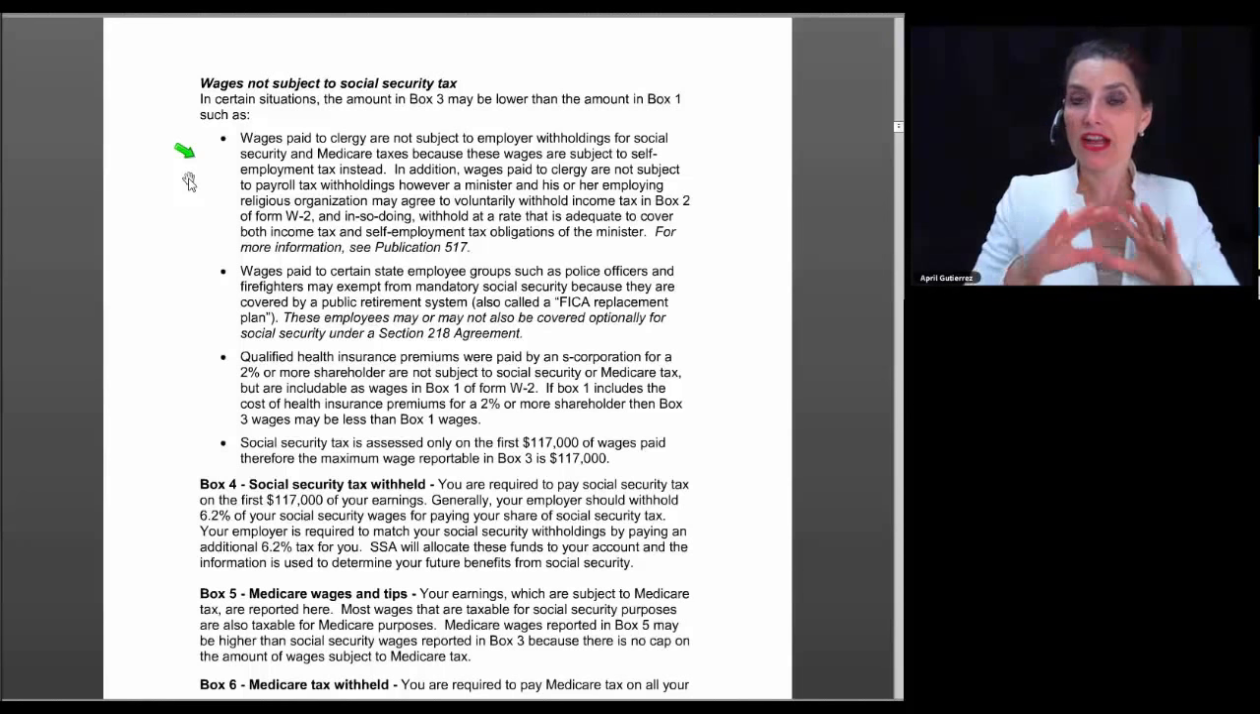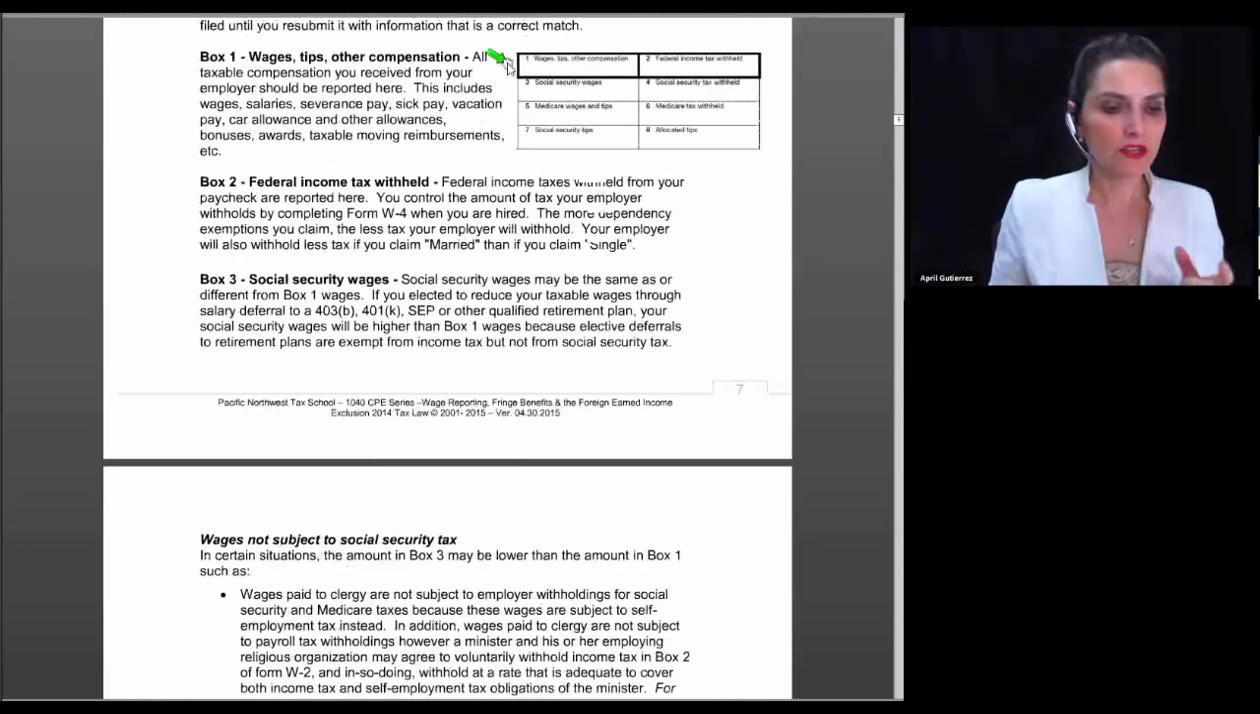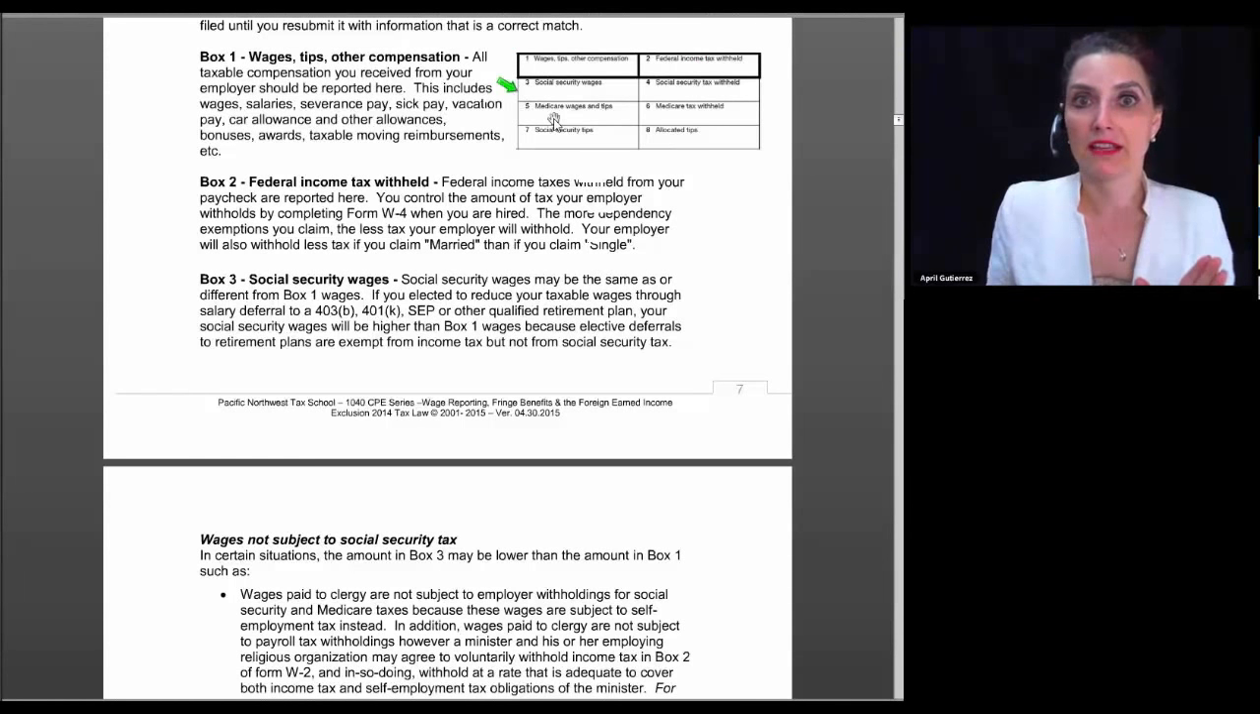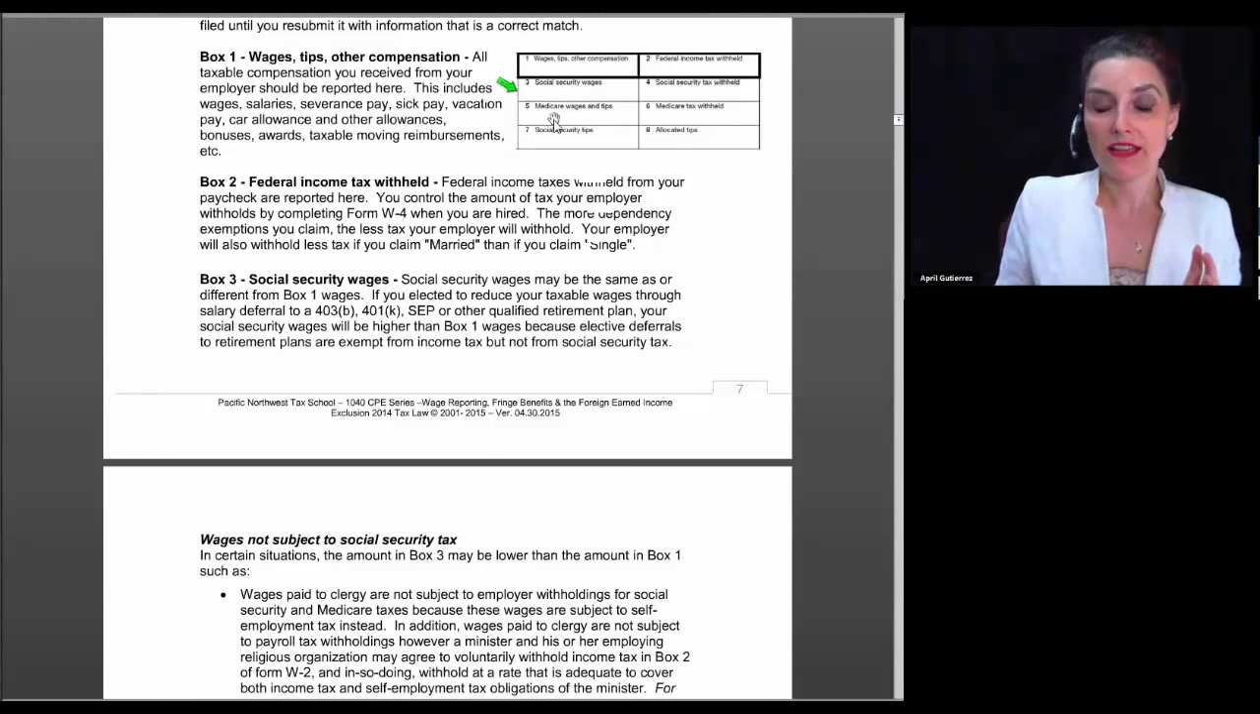So if you have a church that actually is on the ball doing it correctly, the church will issue a W-2 to the minister with wages in box 1, withholding in box 2, and boxes 3, 4, 5, 6 are blank. That's the correct way for a church to handle its minister wage paid. When the minister files his or her return, that minister will attach Schedule SE to figure the self-employment tax that they owe.